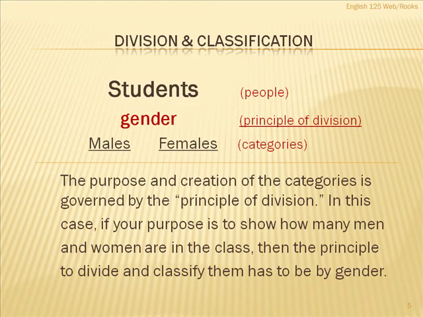Now, the purpose and the creation of the categories is governed by what's known as the principle of division. In this case, if your purpose is to show how many men and women are in the class, then the principle to divide and classify them has to be by gender. Gender would be the principle of division.